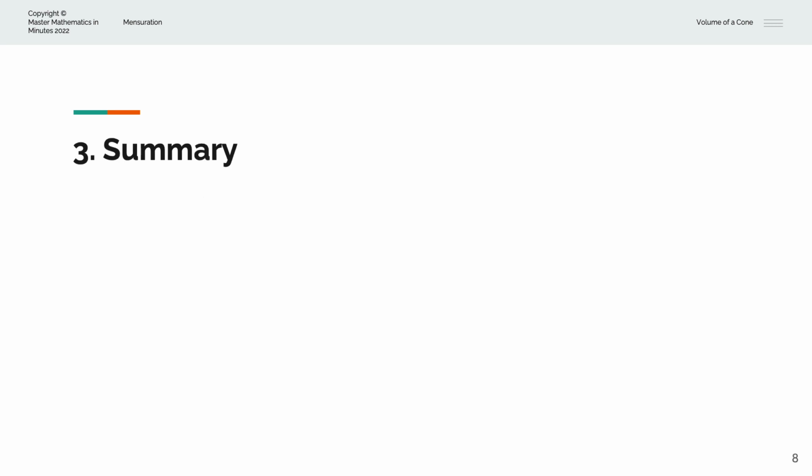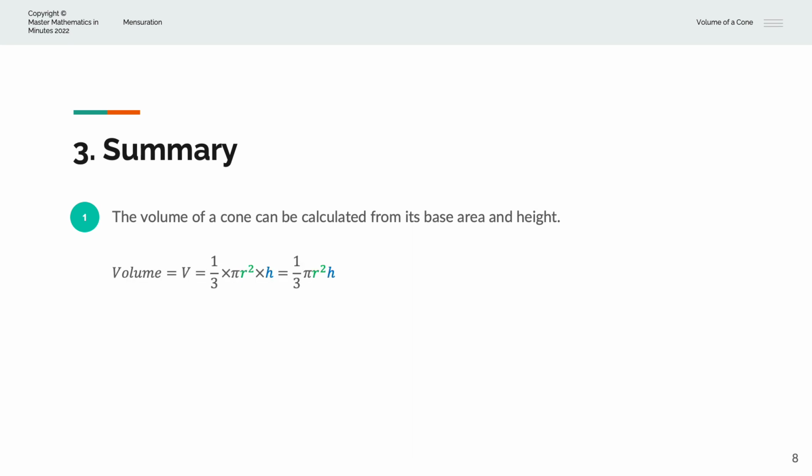To summarize, the volume of a cone can be calculated from its base area and height. So with volume V equal to 1 over 3 pi r squared. So pi r squared is the base area, and we'll multiply by h, which represents the height, and that simplifies to 1 over 3 pi r squared h.